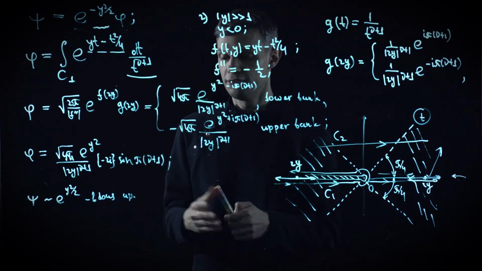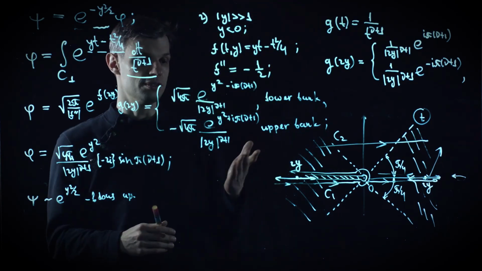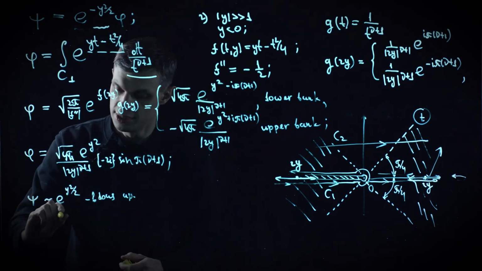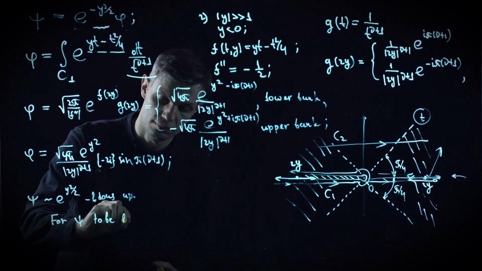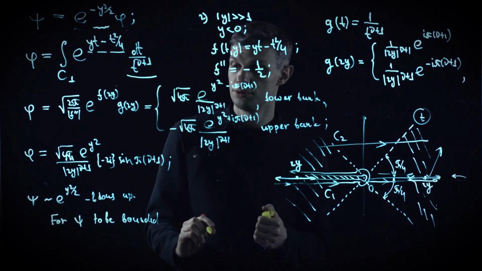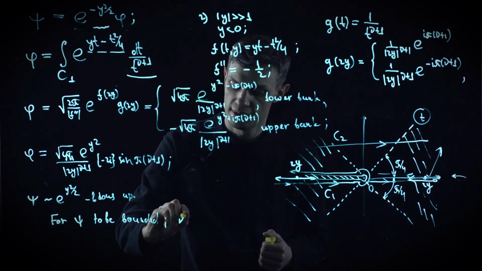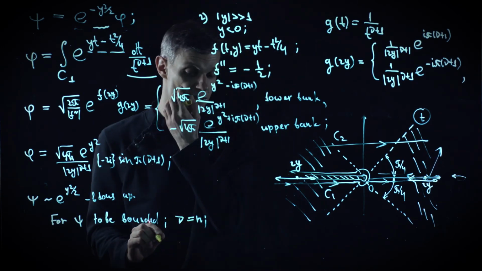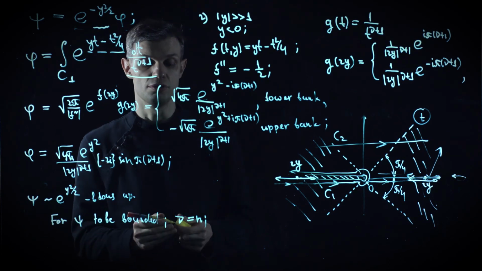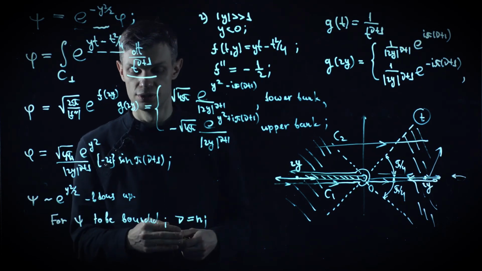All right, and now finally we know what to do. We impose additional conditions. So for the solution to be bounded, we have to impose this condition: we seem to need to put nu equal to some kind of integer.